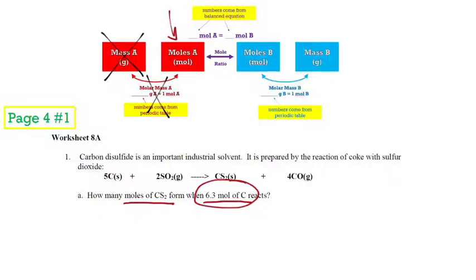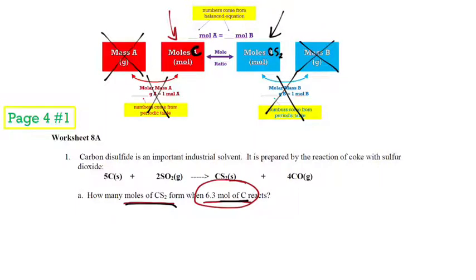And I'm honestly also going to replace this A with a C, because that's what we're starting with, moles of carbon. And then we're trying to find moles of CS2. So our unknown is also moles, and our second substance is CS2. So once again, because we're not going to mass of B, we don't need this last step here.